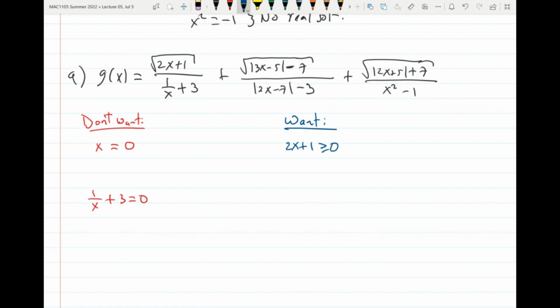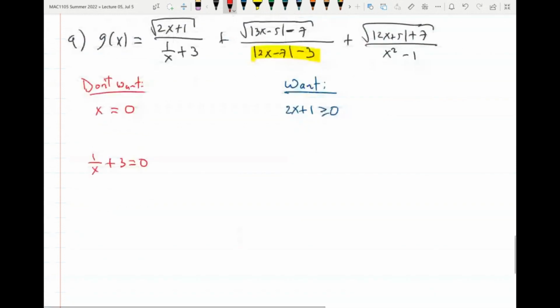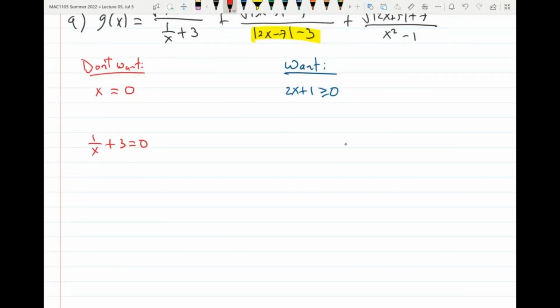So we're done analyzing the first expression. Now we're moving to the second one. What is it that we don't want from here? Yes? The absolute value of 2x minus 7, right? Minus 3 to equal 0. Exactly. We don't want this guy to be 0, right? So we throw it into our list. So we don't want absolute value of 2x minus 7 minus 3. We don't want this to be equal to 0. So that's something that we need to figure out.